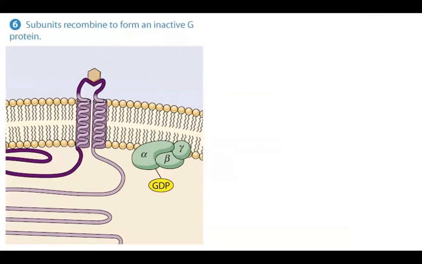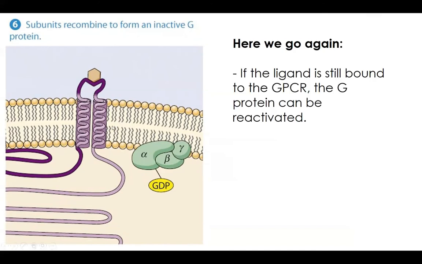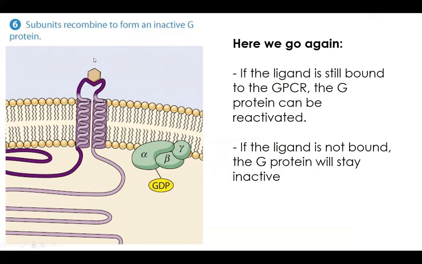You can see here, notice that the ligand is still bound. So in the case that a ligand is still bound, this G protein can actually slide right back over and become activated again and go back and hang out with that enzyme that it was associated with. If the ligand is not still there, if it's gone, then the G protein will stay in this resting inactive form.